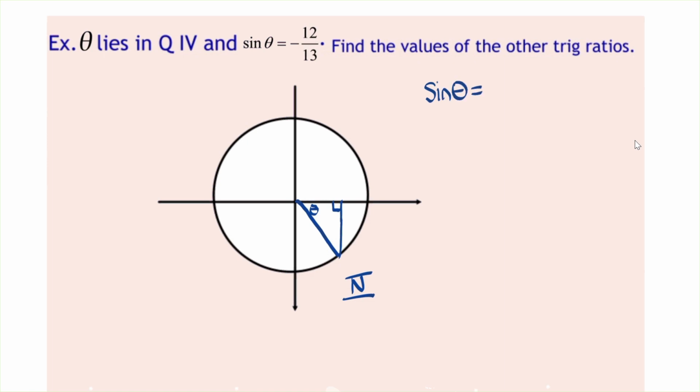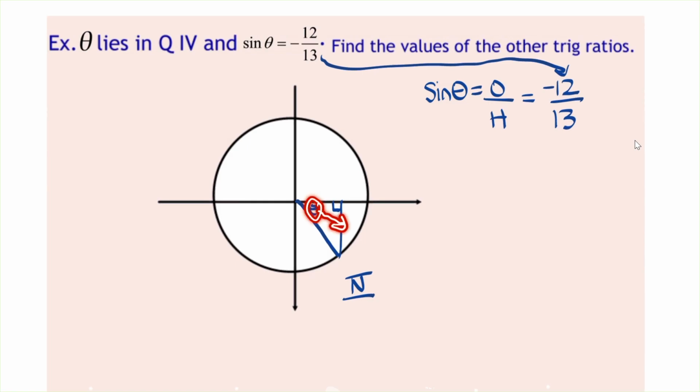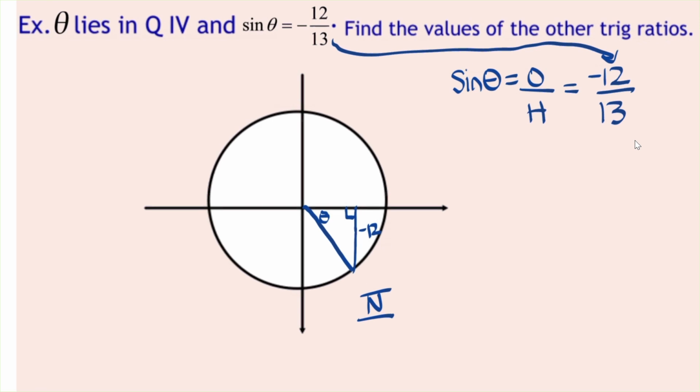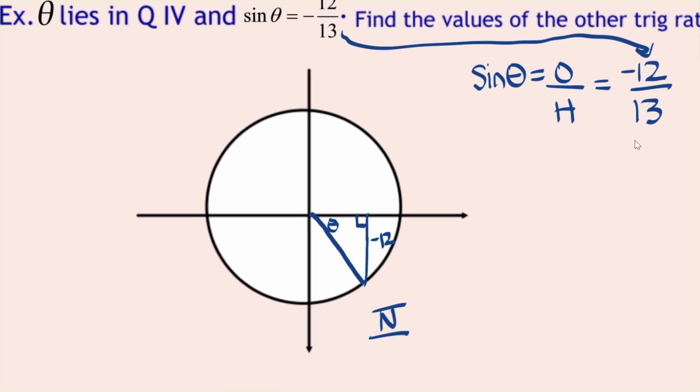I know sine theta is opposite over hypotenuse. So that means my opposite side is going to be at -12 and my hypotenuse is going to be at 13. I'm just taking that off the problem. So if I look at theta, opposite theta, which again I start at theta and I go opposite in the triangle, I should be at -12 right there. -12, and then the hypotenuse is 13.